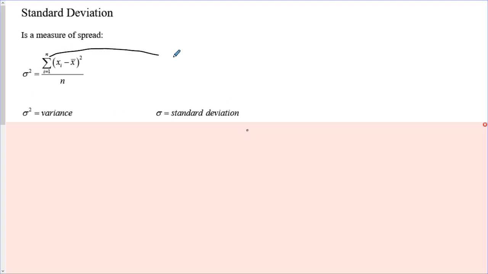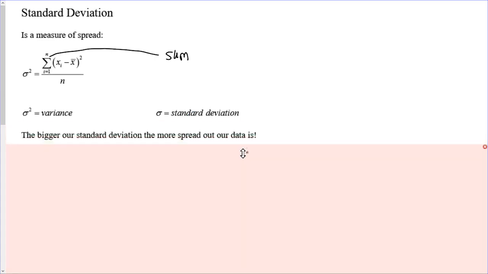This basically just means sum up from one to n, in other words, for each data item, all right? The difference between the data item and the mean, right, squared. And then you divide by the number of data items. So in fact, you average the differences squared, okay? And that gives you your variance, and then you would square root that to find your standard deviation. The bigger our standard deviation, the more spread out our data is, right? And the smaller, the less spread out.